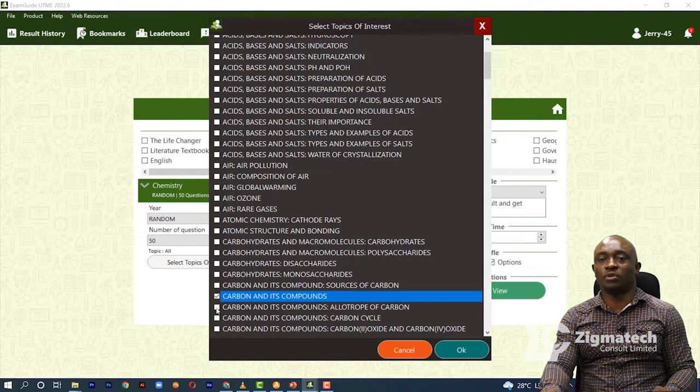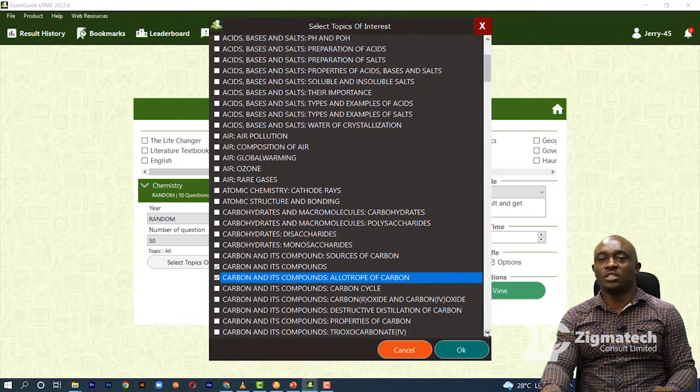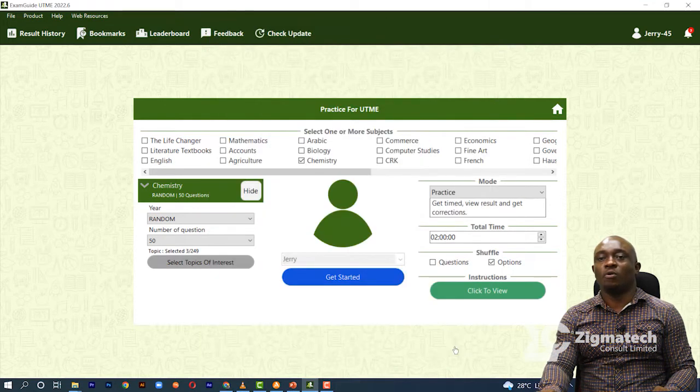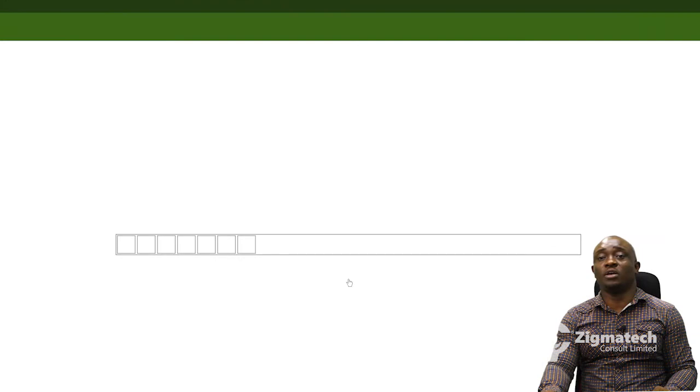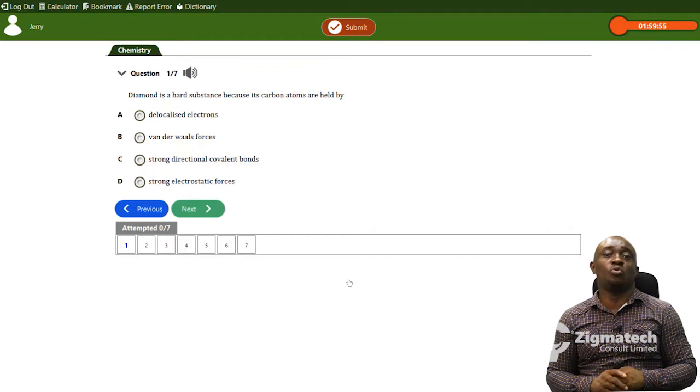Then you come to allotropes of carbon, you click it. Then once you click it, you come into the box and tick it. Then you start scrolling because I'm trying to tick the ones that pertain to the topic we just did now. Properties of carbon is part of what we did. Then let me just select only 3. Then you click inside this place. After that, you click OK. Once you click OK, you will discover that you have to get started. Then you click here. Once you click get started, the questions attributed to the topic you are studying will display for you. Now we have 7 questions to answer.